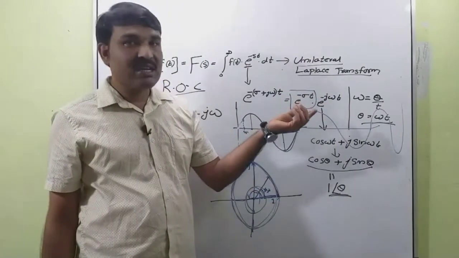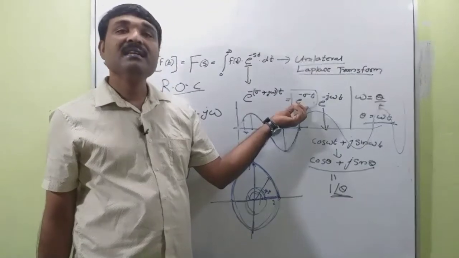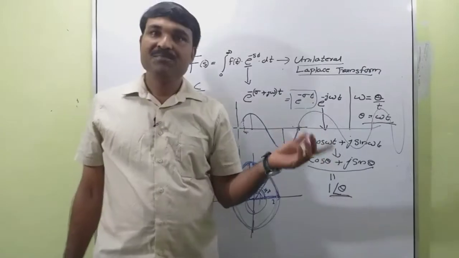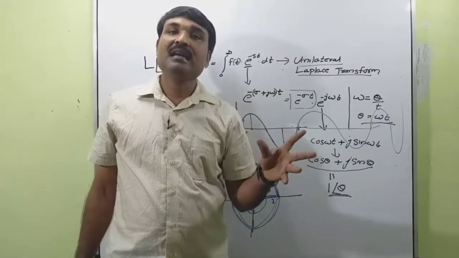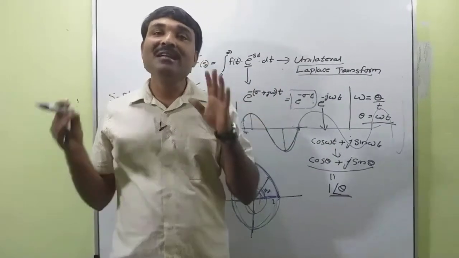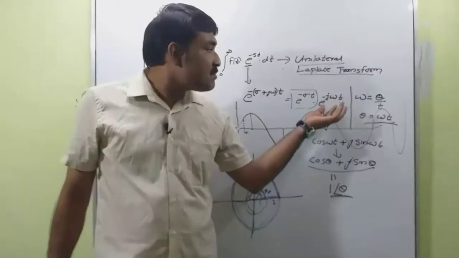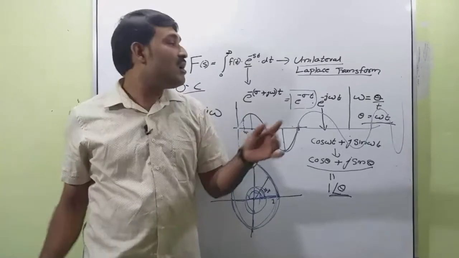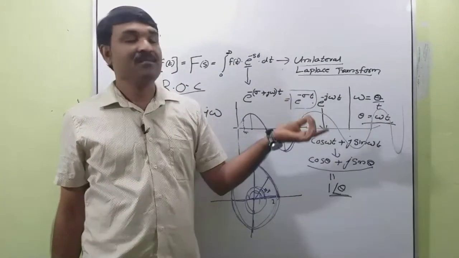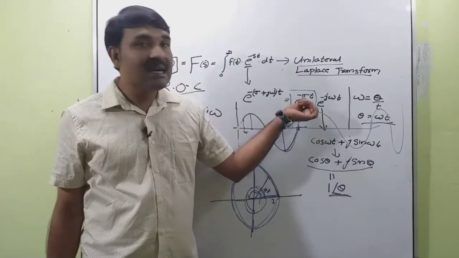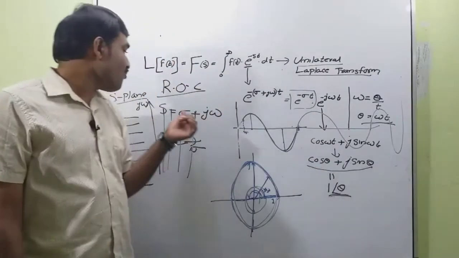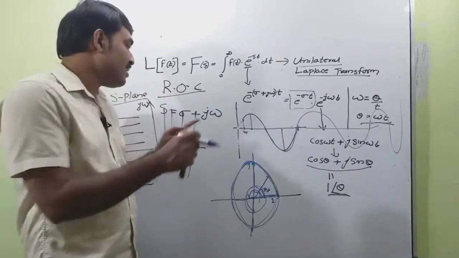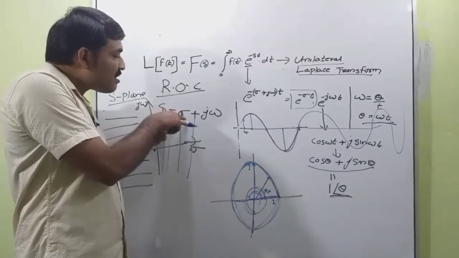So the attenuation is determined by this factor e raised to minus sigma t. So this factor e raised to minus sigma t will control the region of convergence. In determining the region of convergence, this portion e raised to minus j omega t has no role. The role is only for e raised to minus sigma t. e raised to minus sigma t means sigma is the real part of the variable s. So for finding the region of convergence, the variable s is equal to sigma plus j omega.